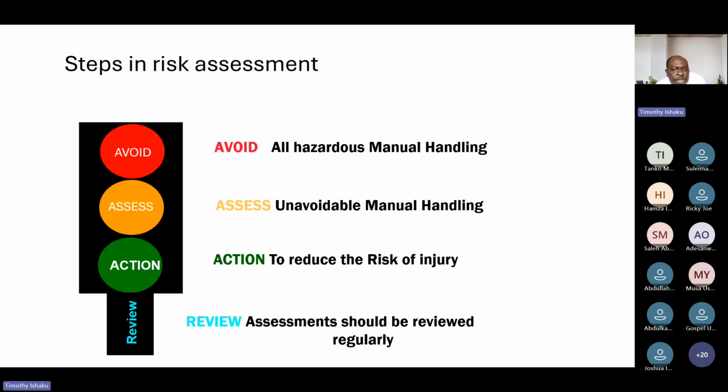You can think of minimizing the steps, using what we talked about, the mechanical aids, redesigning the workspace, improving the technique, or training your staff. And then, as a principle, always review regularly whatever you've done, because those things will change over time. So roughly, first is avoid, second is assess, and once you assess, you take actions.